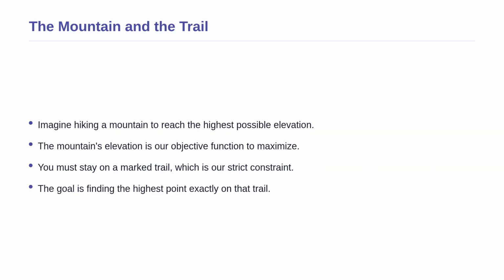To understand what we are doing, imagine you are hiking a massive mountain. Your goal is to reach the highest elevation possible. But there is a strict rule. You must stay on a specific marked trail. The mountain's elevation is our objective function, the thing we want to maximize. The trail is our constraint, the rule we must obey. We want the highest point on that specific trail, not necessarily the mountain peak. This method finds that point elegantly.